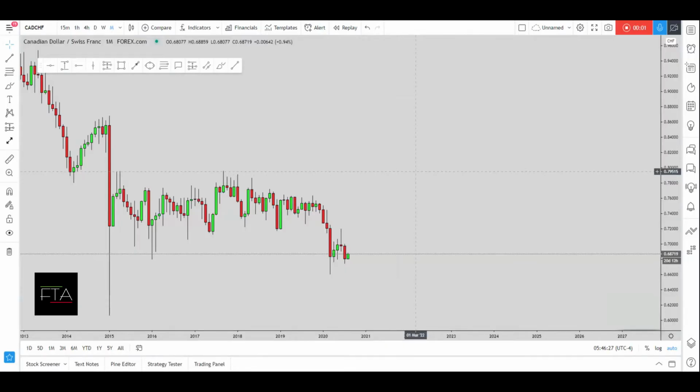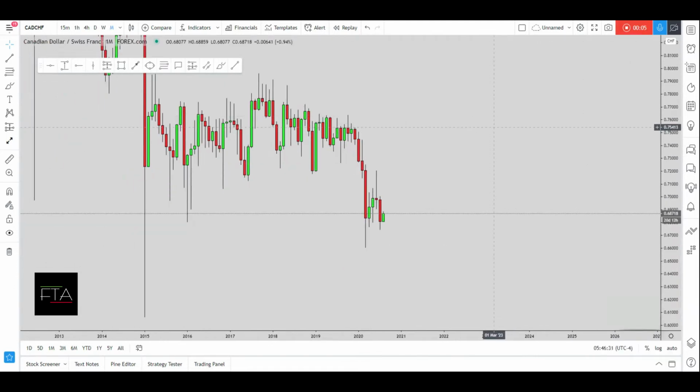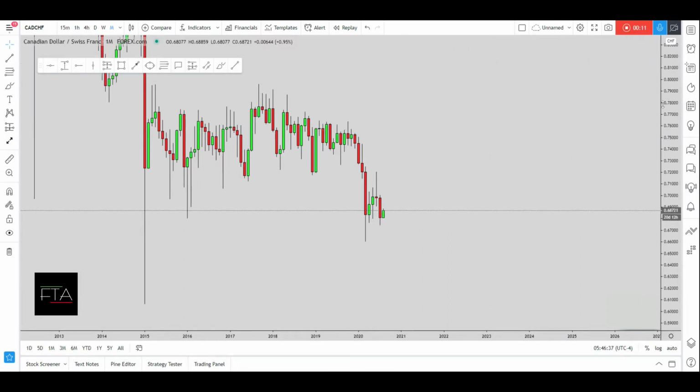Okay, so what kind of situation do we currently have on CAD CHF? Now, CAD CHF is starting to be a very interesting pair for a potential trading opportunity. So let's speak about it.